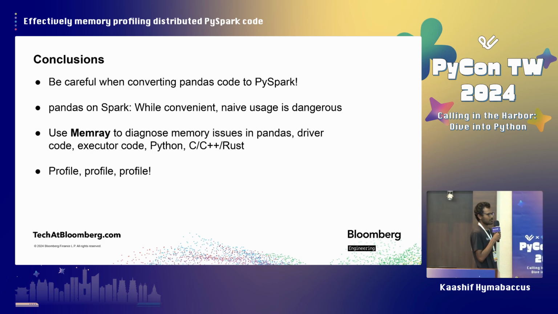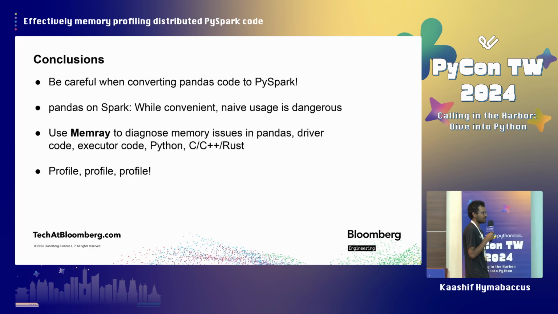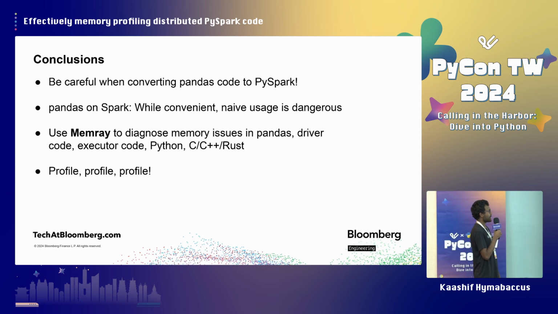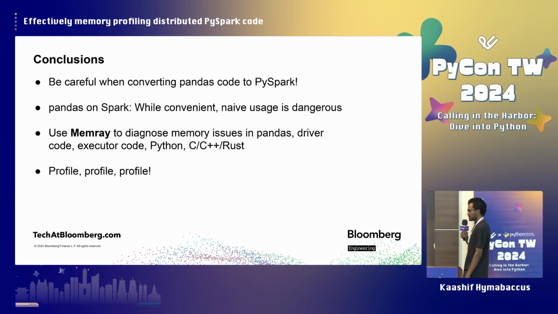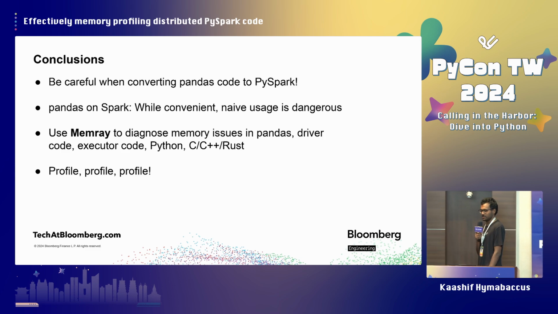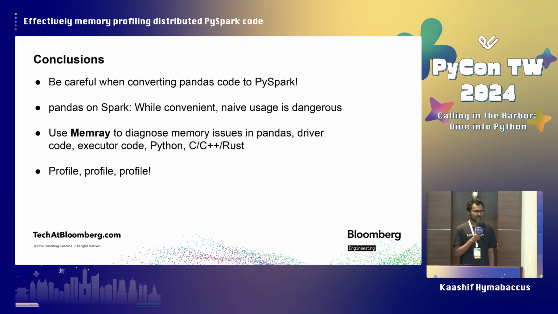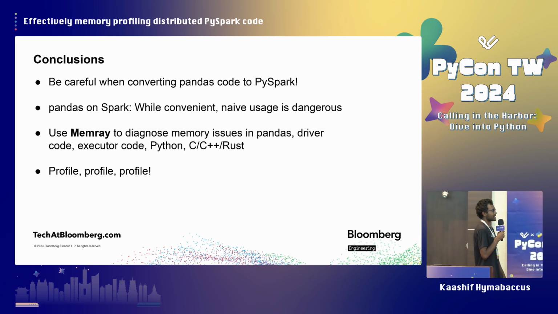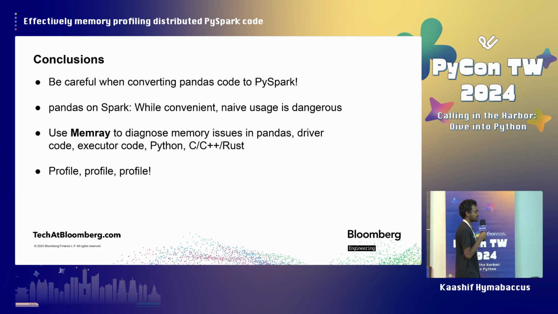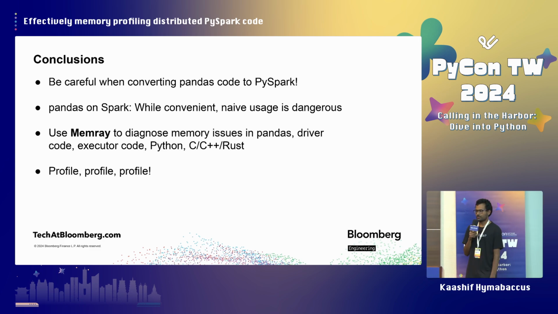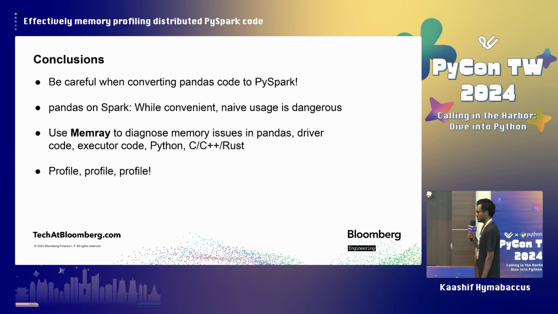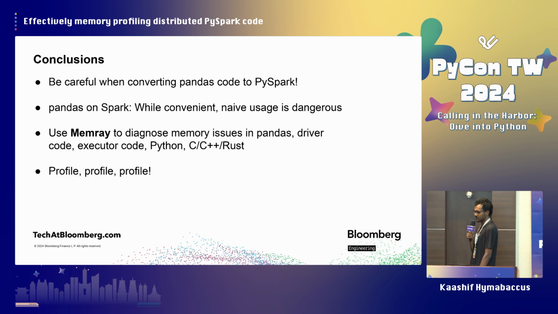The lesson I want you to take away from this is that when you're converting your pandas code to PySpark for scaling reasons, you should be careful. If someone is telling you that pandas on Spark is super easy, totally API compatible, that is mostly true. So it's very convenient to do this find and replace, but you have to go through and understand what your code is doing.